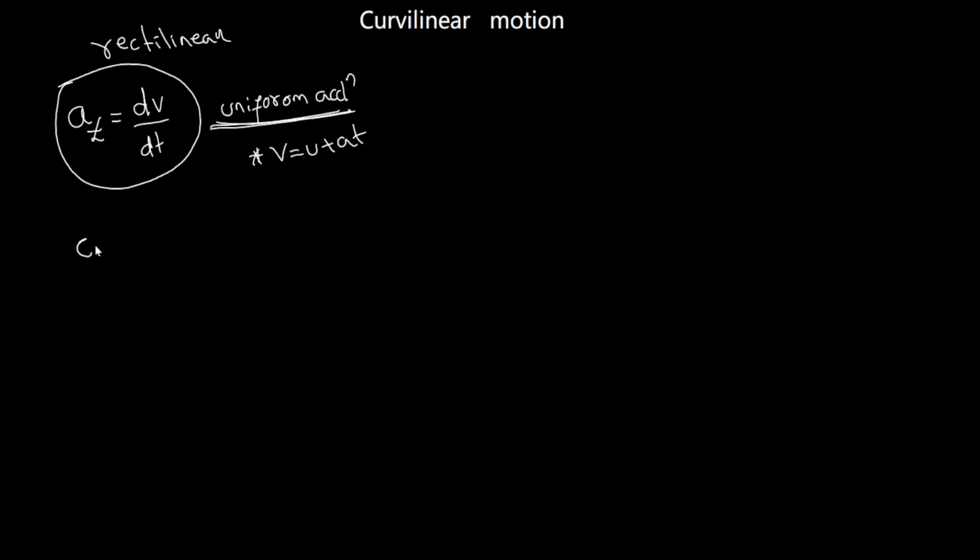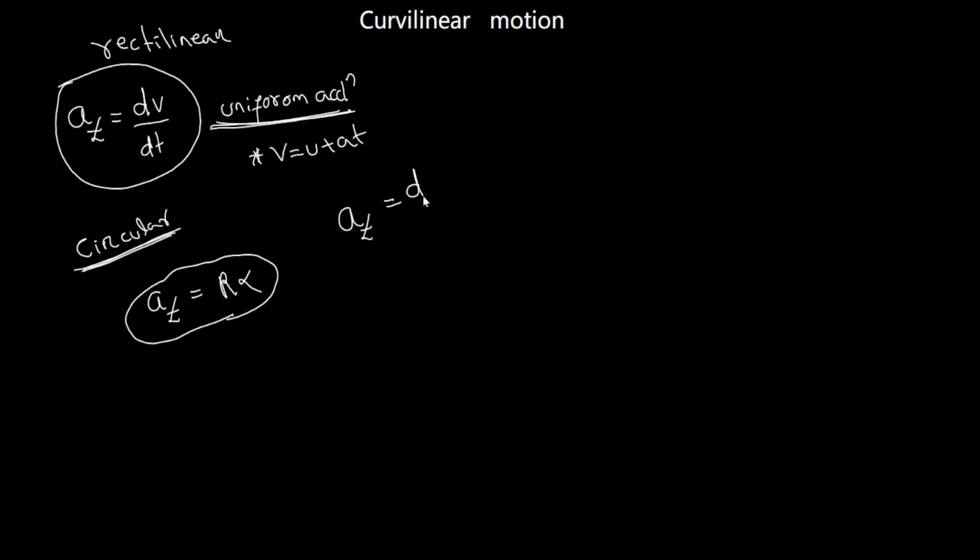But for circular motion or curvilinear motion, circular motion means the curve having a constant radius everywhere. So here the at will be like this: at is equal to r times alpha. Why am I writing this? See, the at will be written as d by dt of the velocity vector. For circular motion, the velocity vector is nothing but the cross product of r vector and omega vector.